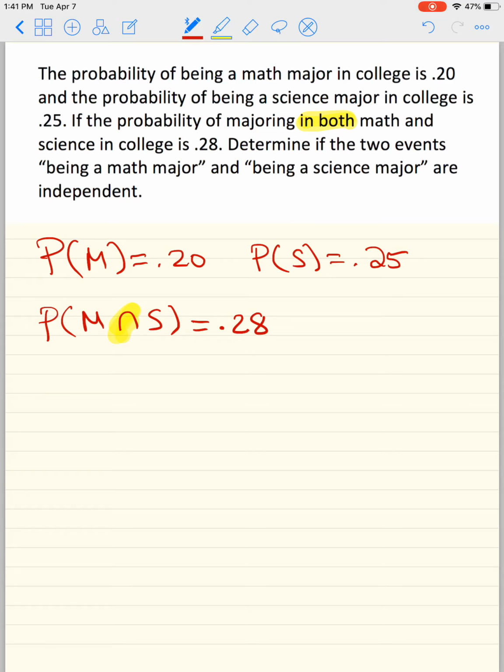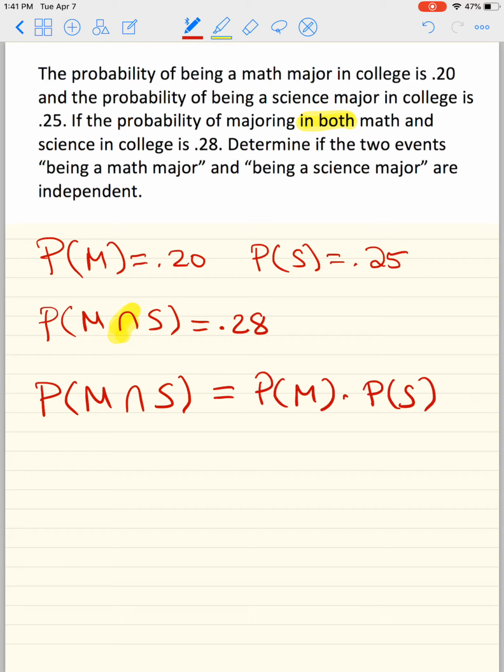So if the probability of majoring in both math and science is 0.28, determine if the two events being a math major and being a science major are independent. In order for two events to be independent, their intersection has to equal the product of the two. So this is 0.28, and this is 0.20, and this is 0.25.